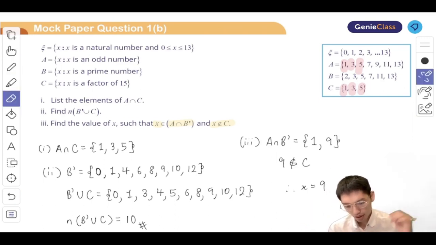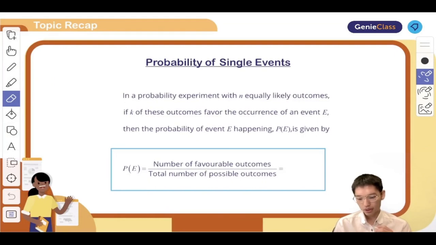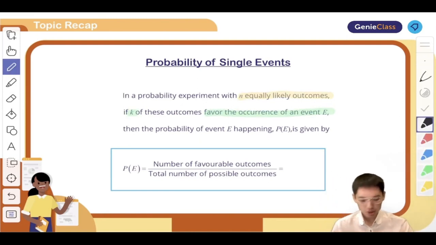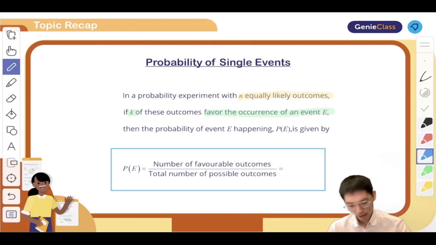Okay, next up. Now, moving on to the next recap over here. In a probability event, let's take note. If I have a total of n outcomes and I only want k of them, how do we find out? We need to know what is all of them, which in this case is n. Total of n, I only want k of them, so it's going to be k over n. So that's how we fill in the probability of single events.